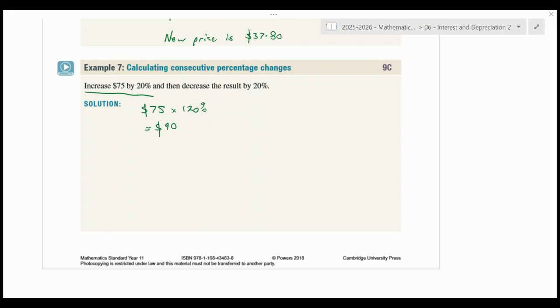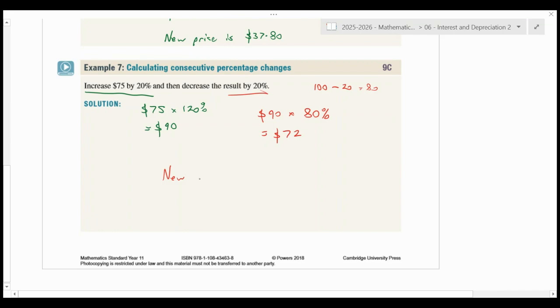Now, my next one is I'm taking this new value, so my $90, and I'm going to decrease it by 20%, which means I'm actually going to be timesing it by, not percentage, not a dollar sign, 80%. So that is the 100 minus the 20% will give me the 80%. So I'm doing the $90 times that. When I do that, it is going to be down to $72.